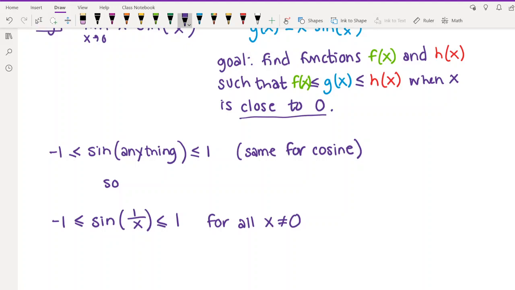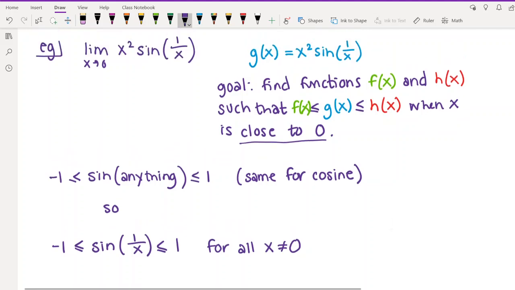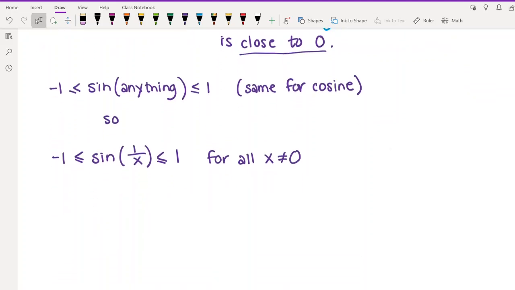So from here, if we're trying to figure out what x squared times sine of 1 over x is between, what we can do is take this whole inequality and multiply everything by x squared. So what will that give us? Well, if we multiply negative 1 times x squared, maybe let me write that down here. We're going to multiply everything in this inequality by x squared.